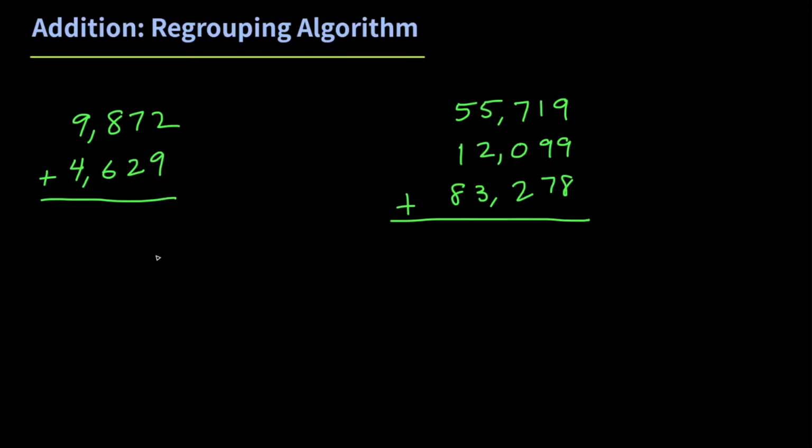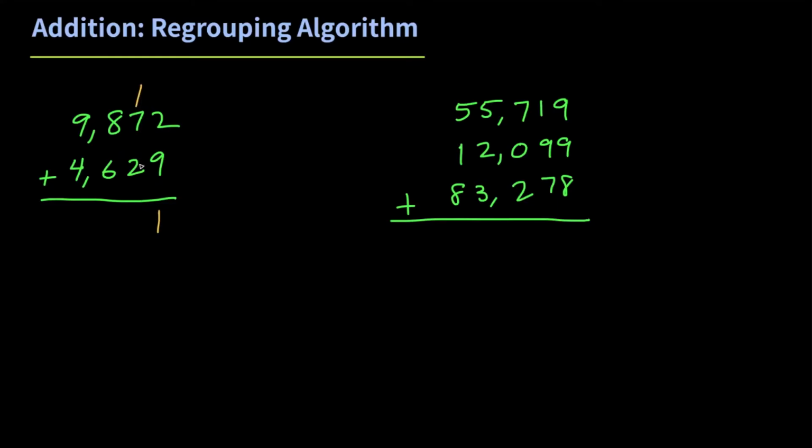So we have 2 more examples, and we can see that in these examples, the numbers are becoming larger, but the steps are still the same. We have this first number, 9,872 plus 4,629, and we want to find the sum. So we're going to add these together, starting with the ones column. We have 2 plus 9, that's 11. The 1 goes here, and we carry that extra 10.